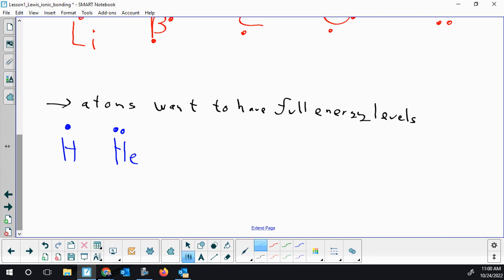Okay. So most representative atoms want to have 8, but hydrogen can only have 2, and helium can only have 2. Okay. So that's going to be our basis. We're going to go into some bonding theory that's going to work for all of our types of bonding.